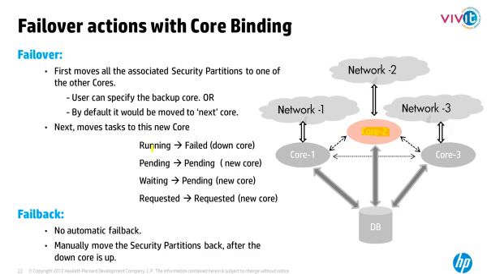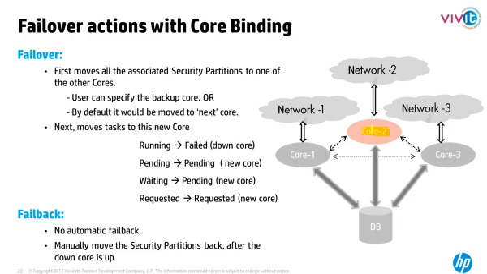Remember, the task execution in the core binding is bound to the security partitions. So the first step, let's say core 2 went down, and we have partition 2 associated with core 2, and core 2 went down either normally or abnormally, and we are triggering the failover.